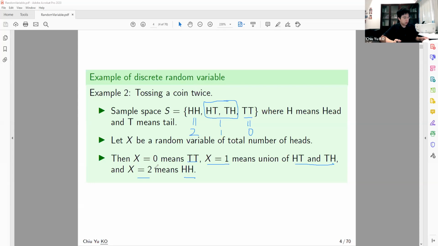Is there any question before we talk about discrete random variable? Is that okay? Is it good? I mean, okay, good.